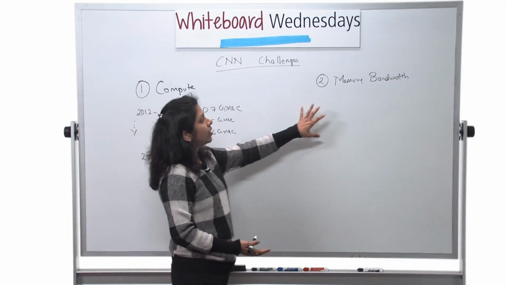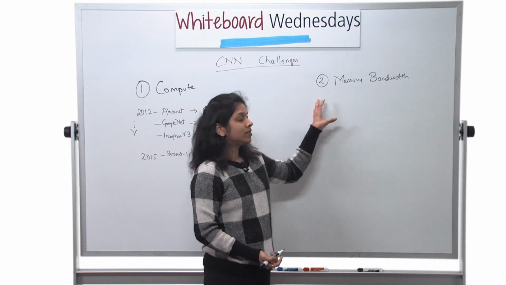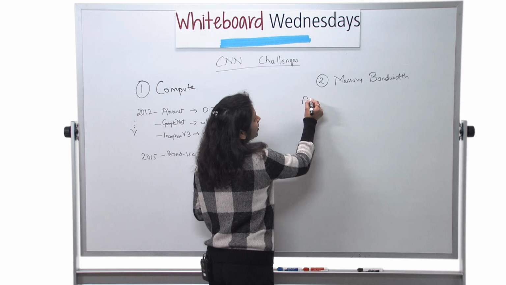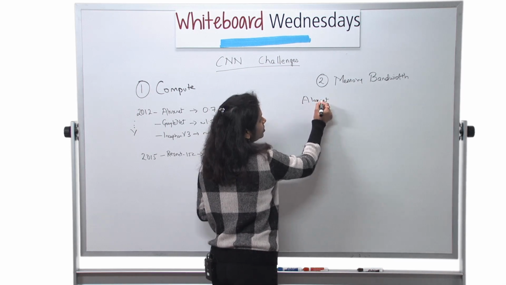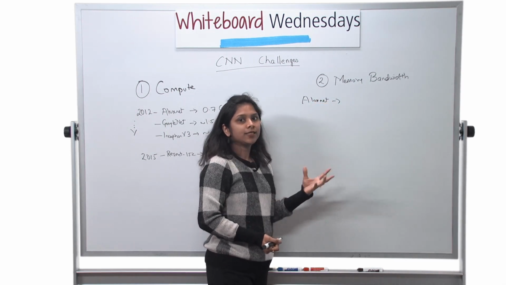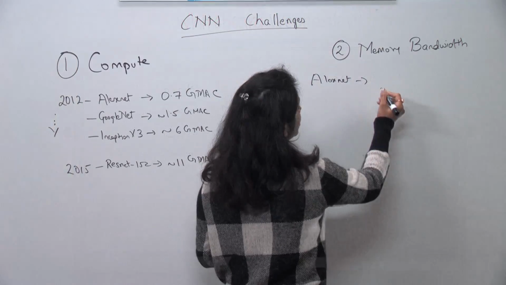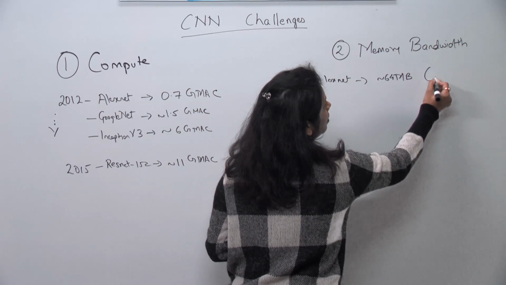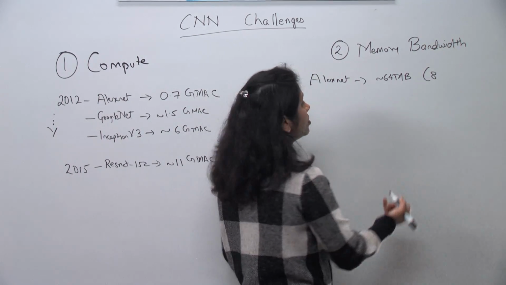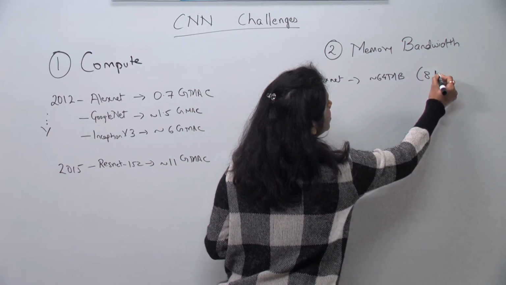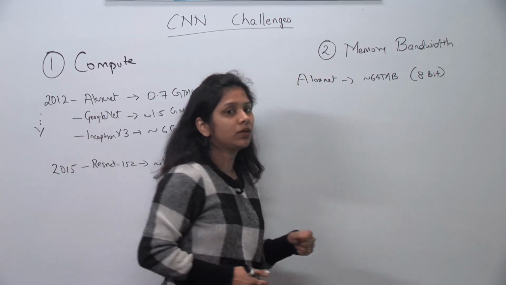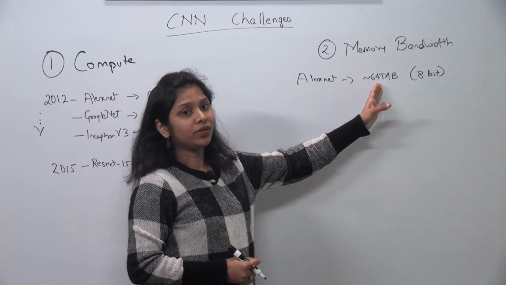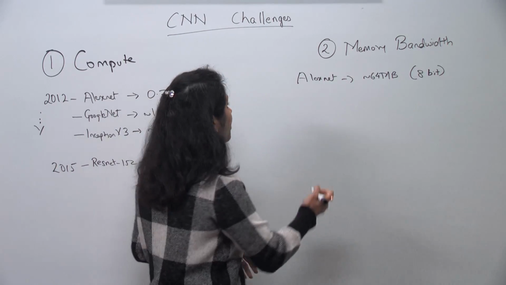Second, which we talked about, is the memory bandwidth. I'll again take some examples. AlexNet, the 2012 one, in 8 bits, is somewhere around 64 megabytes of just the coefficient requirement, and this is 8-bit coefficients. I'm not even talking about floating point coefficients, because there it will easily go up 4 times.